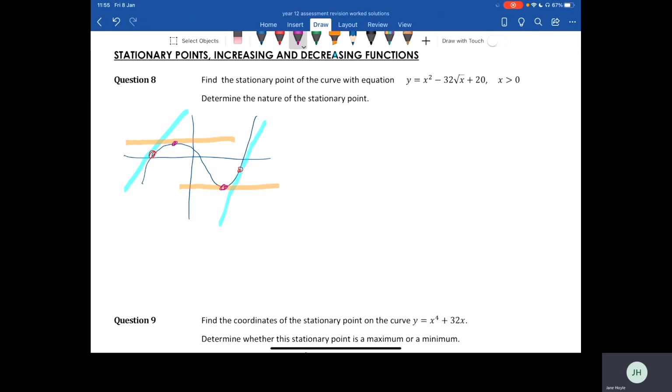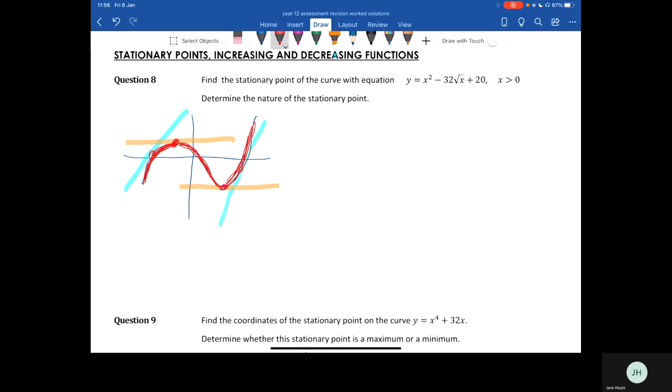When the curve is going from an increasing function, so I can see from there to there, the curve is increasing. And then you get to the maximum point, and then from there to there, the curve is decreasing. And then we get to the minimum point, and then afterwards it's increasing.